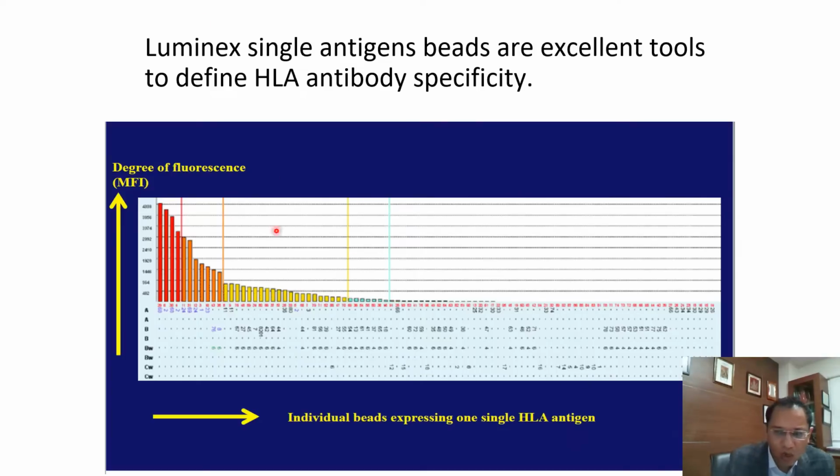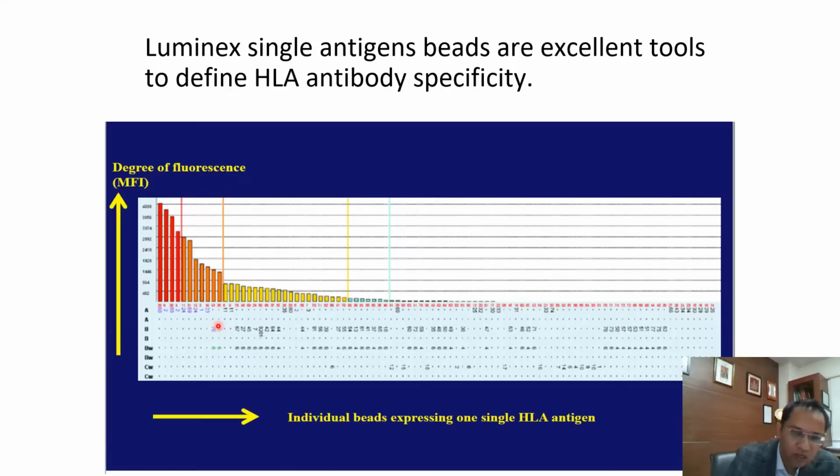So this is how a graph would look when you have a single antigen bead assay. You can see you have basic cutoff lines here in orange, red, yellow, and green. On this axis there is a degree of fluorescence, which is the mean fluorescence intensity. You can see that this specific antigen has the maximum MFI, and in decreasing order the MFIs are decreasing.